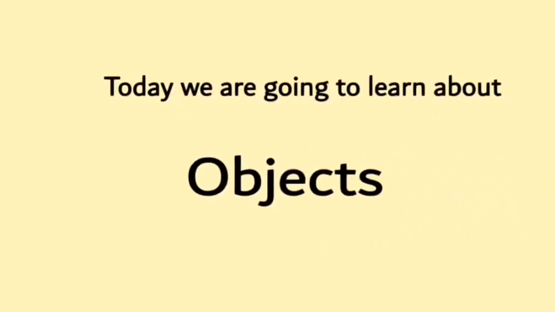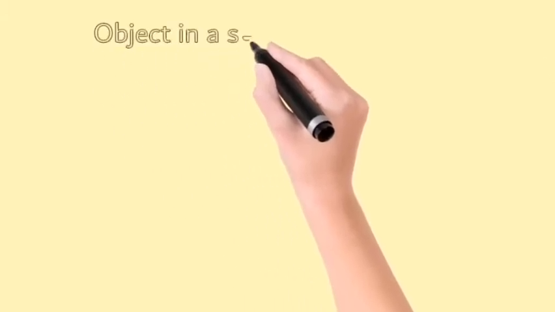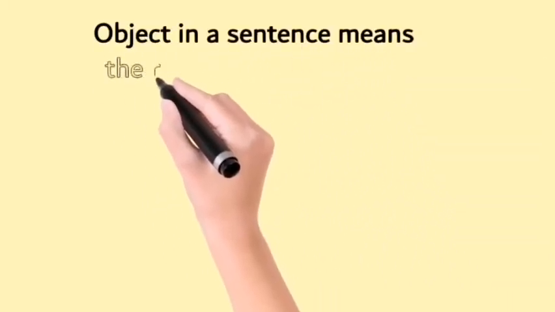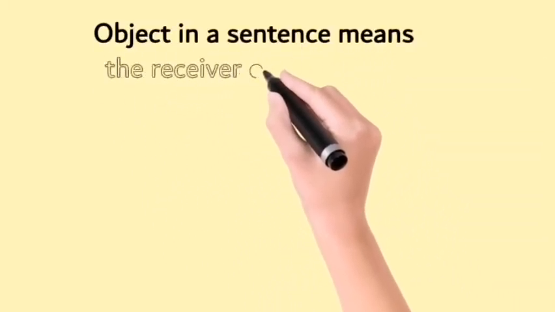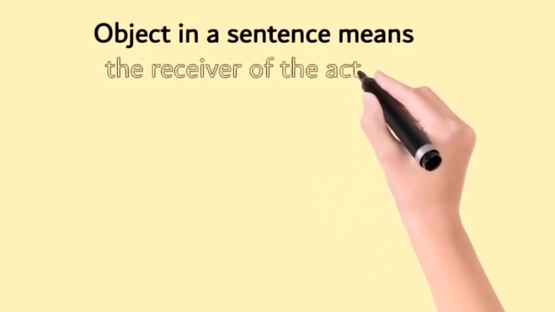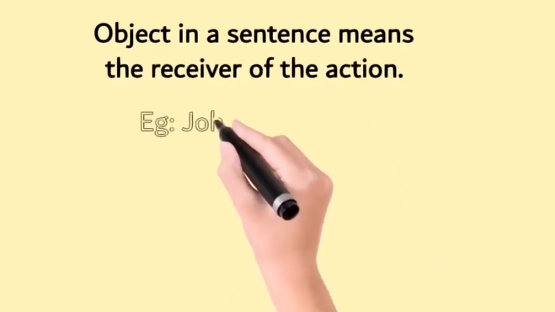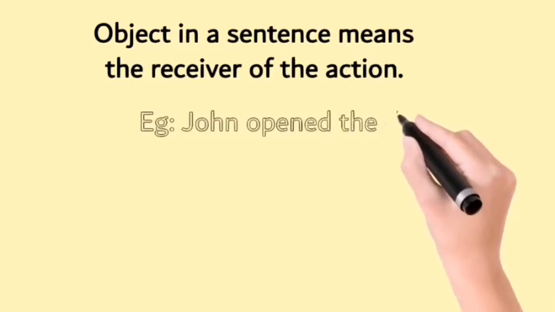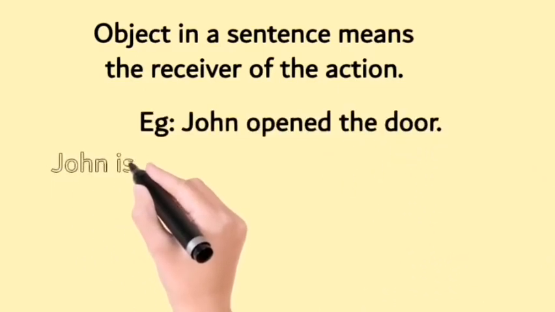Today we are going to learn about objects. Object in a sentence means the receiver of the action. Example, John opened the door.